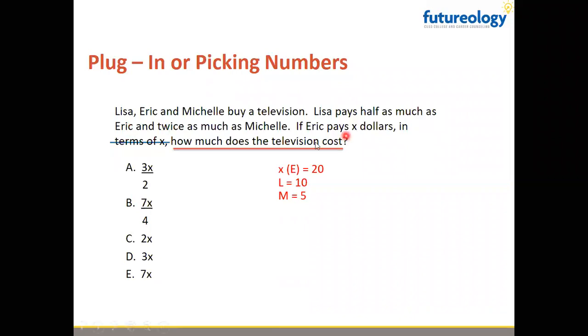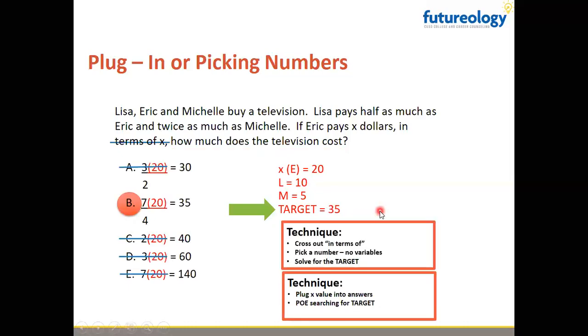Okay, so how much does the TV cost? What we've got to do is add them all up. Our target when we add them all up is 35. So the TV costs $35. So we're not dealing with algebra again. We moved it to numbers now. All we have to do now is plug in and use process of elimination. We have to put X is 20 into all these equations. And then once we have 35, we have our answer.